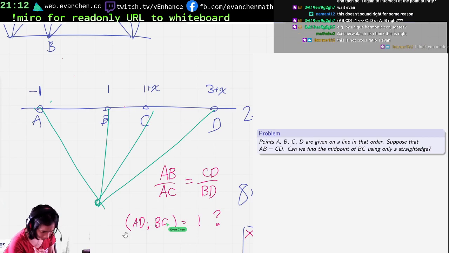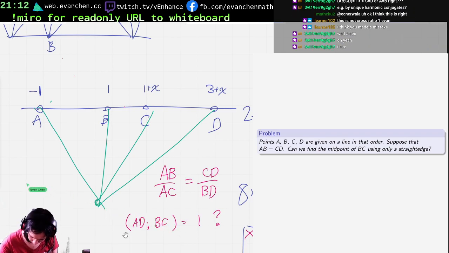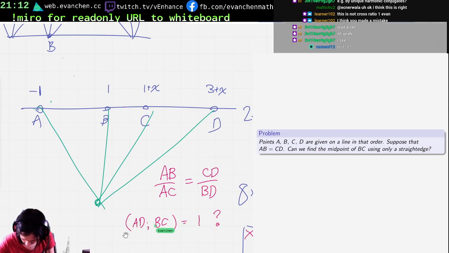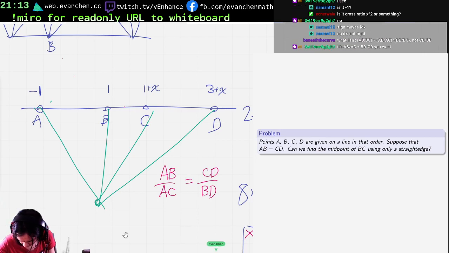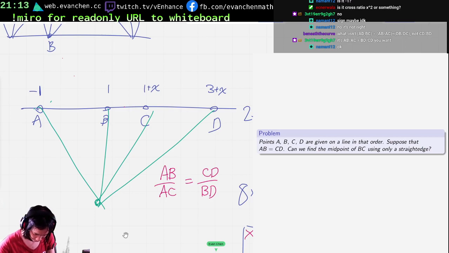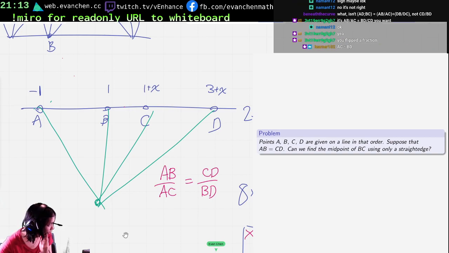This is not cross ratio 1. Wait, so what did I mess up? AB over AC equals CD over BD. That is correct, right? No, it's not. There's no way that's right. AB over AC equals BD over CD. Oh, okay, fine. Yeah, I have it flipped, because I'm so used to the cross ratio just always being -1 that I've never tried to write positive cross ratio. Okay, fine.